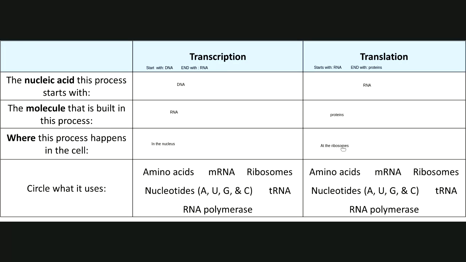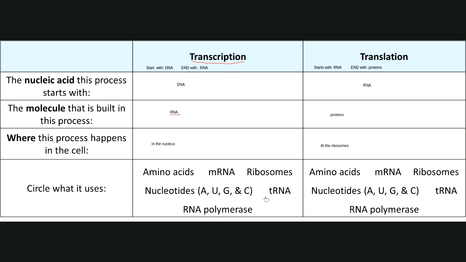Perfect. Okay, so now we're down to our last part of the table here, where we need to figure out what each of these processes use. So when we're talking about the process of transcription, let's start on the left here with transcription. The thing we said we built in transcription was RNA, right? There are two kinds of RNA that are listed over here, but I only make one of those kinds of RNA in transcription. Do you remember which kind of RNA I made in transcription?